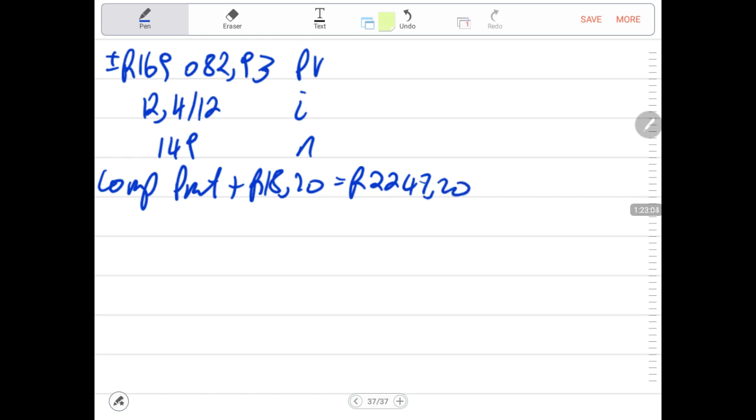It will give us 2247 rand 20 cents. Then we can say amount from here, because the new annuity has this installment. Plus minus 169,082.93 is my present value. 12.4 divided by 12 is the interest. 149 is N. We compute PMT. It says 2289.99. We say plus 18.20. Don't touch your screen. Plus 18.20 equals. So that's what our PMT is. Then we can say amount under P2, we say 8 and we say enter. Amount 8 equals. Amount 8 that we get will obviously give us the same 165,000 that we calculated before.